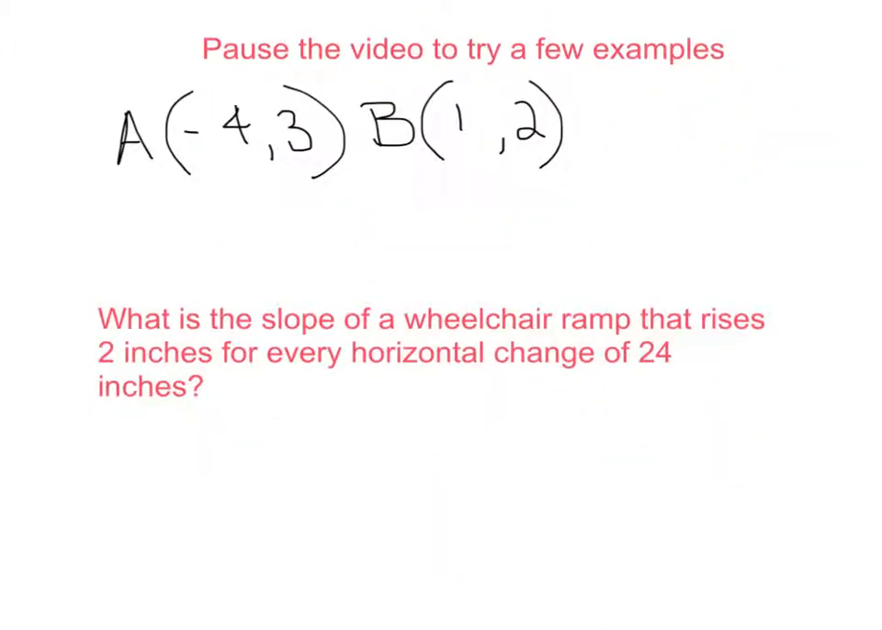So pause the video to try a few examples. The first example, I want you to find the slope of the line using the 2 points. And in the second example, you're finding the slope of a wheelchair ramp.